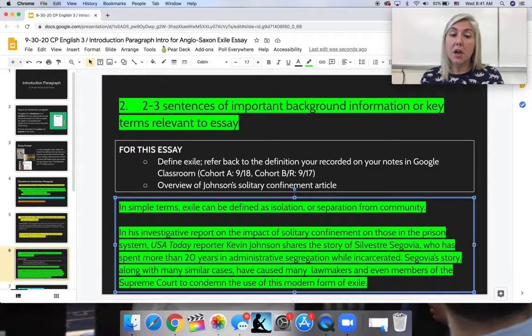Segovia's story, along with many similar cases, has caused some lawmakers and even members of the Supreme Court to condemn the use of this modern form of exile. It sounded a little repetitive there, so I took out the extra "many." Okay, as you see, writing's always fluid and a work in progress.